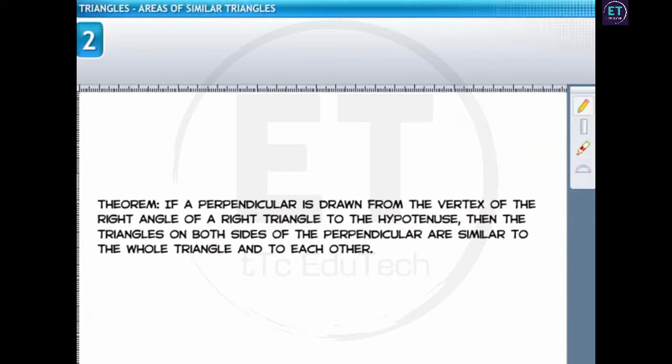Now, let's look at another important theorem, which states that if a perpendicular is drawn from the vertex of the right angle of a right triangle to the hypotenuse, then the triangles on both sides of the perpendicular are similar to the whole triangle and to each other.